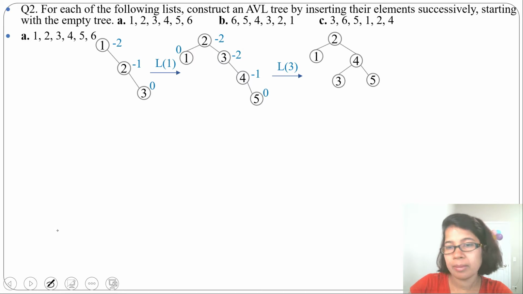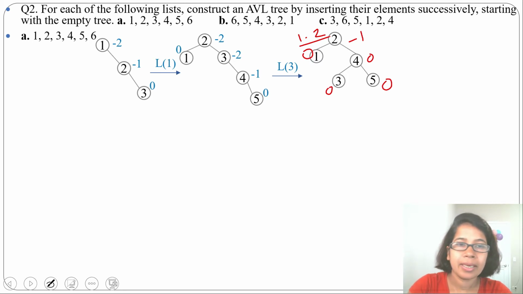Now again check the balance factor. Balance factor of 3 is 0, 5 is 0, 4 is 0, 1 is 0. For 2 it is -1, so 1 minus 2, it is -1. It's fine, it is an AVL tree. Next we'll insert 6. 6 is greater than 5, so we'll insert 6 as right child of 5.